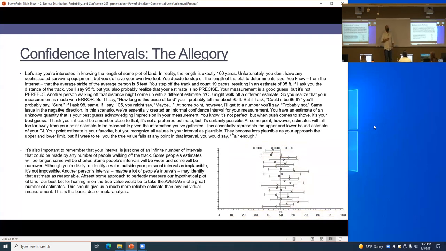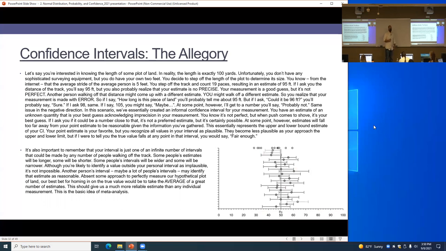Always also important to recognize, anytime we run a study or create a measurement and calculate a confidence interval around that measurement, that's just one interval of an infinite number of intervals that could be calculated with replications, okay? So going back, Sam, you step off the length of your plot of land, you get 96 yards. Someone else, Elizabeth does it, she's going to get a different value. And Emily does it, she's going to get a different value. I'm going to do it, I'm going to get a different value, right?